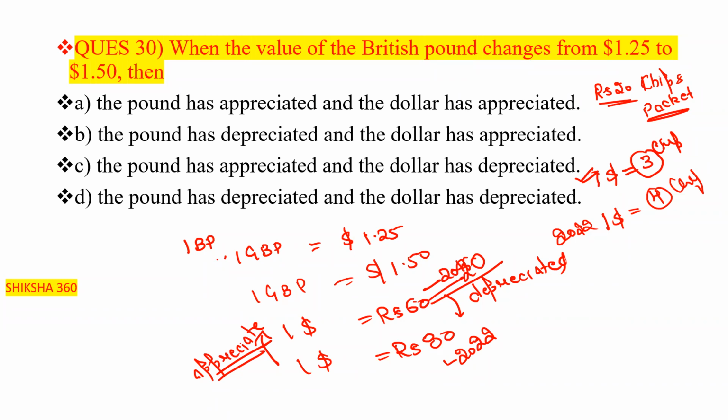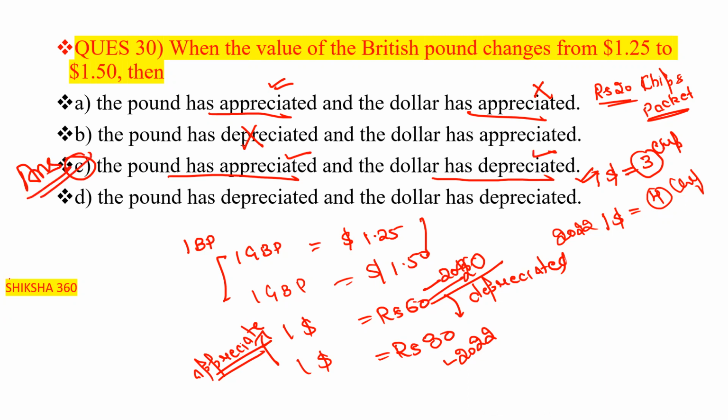Clear? So the same thing is happening in this case also. The pound has appreciated, this one is true. The dollar has appreciated, no. If one is appreciated, the other one is depreciated. Clear? The second one, the pound has depreciated, no. The pound is appreciated. The pound has appreciated, this one is true. And the dollar has depreciated, this one is also true. Clear? So option number C is the answer here, that is, the pound has appreciated and the dollar has depreciated.